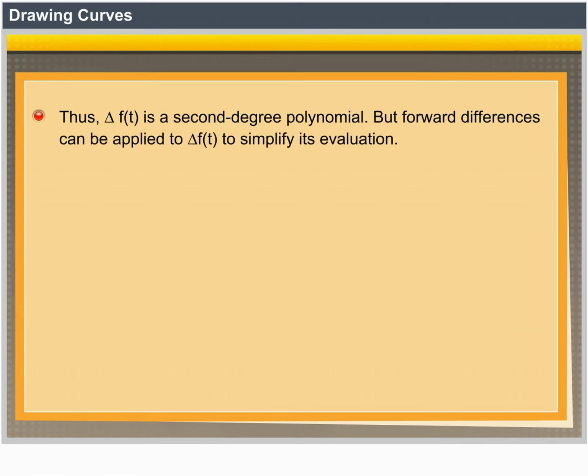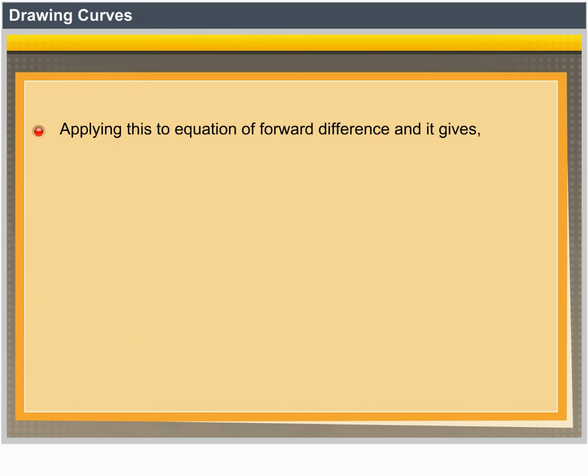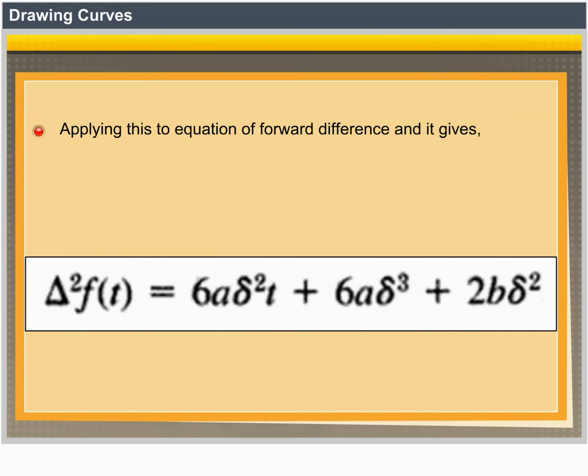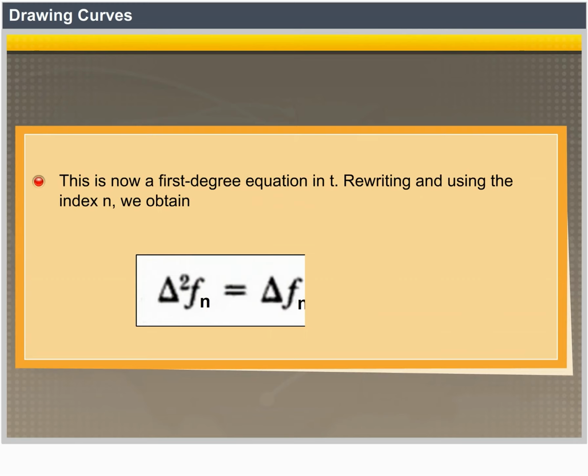Thus, delta f of t is a second degree polynomial, but forward differences can be applied to delta f of t to simplify its evaluation. We write delta squared f of t equals delta of delta f of t equals delta f of t plus delta minus delta f of t. Applying this to the forward difference equation gives delta squared f of t equals 6a delta squared t plus 6a delta cubed plus 2b delta squared. This is now a first degree equation in t. Rewriting and using the index n, we obtain delta squared f n equals delta f n plus 1 minus delta f n.